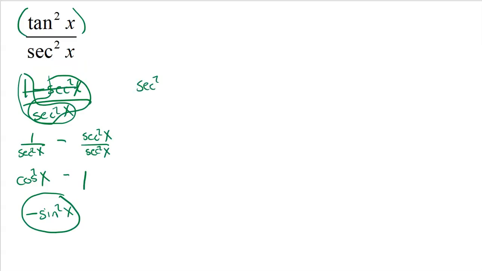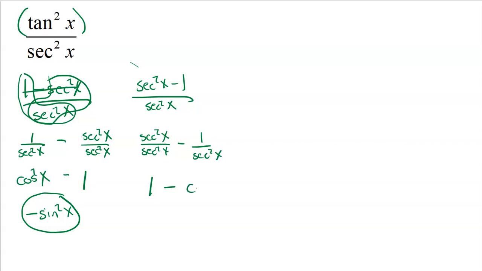It's going to be secant squared of x minus 1 over secant squared of x. Oh my gosh, now I'm just compounding my mistake with more mistakes. And then again, I'm going to separate this with division. So that's going to be secant squared of x over secant squared of x minus 1 over secant squared of x. Secant squared over secant squared is 1. 1 over secant squared is cosine squared. Again, that's the reciprocal identity.